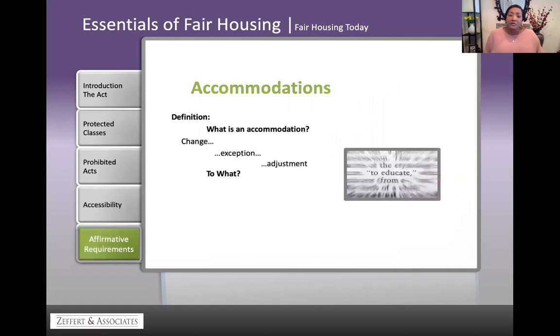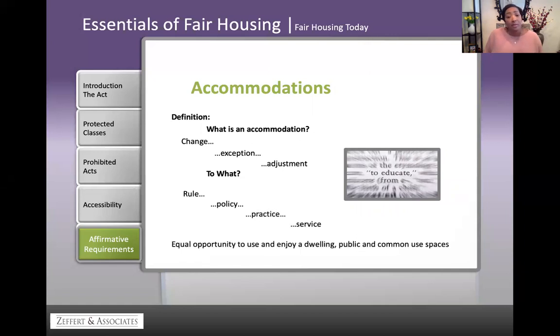So let's look at the first affirmative requirement, reasonable accommodation. What is an accommodation? It is a change, exception, or adjustment to a rule, policy, practice, or service. The purpose, again, is for equal opportunity for those individuals that are disabled to use and enjoy a dwelling in public and common use spaces.